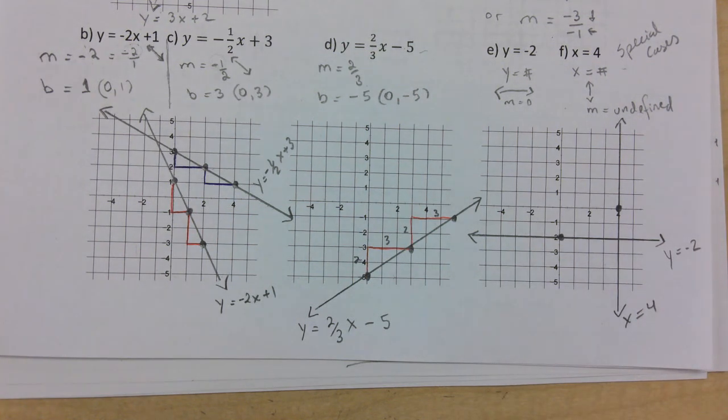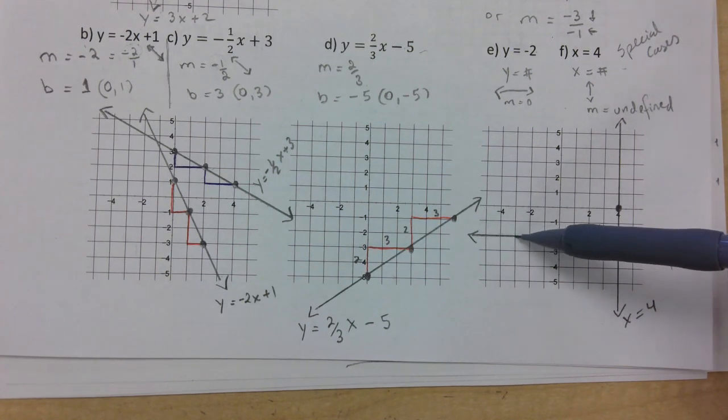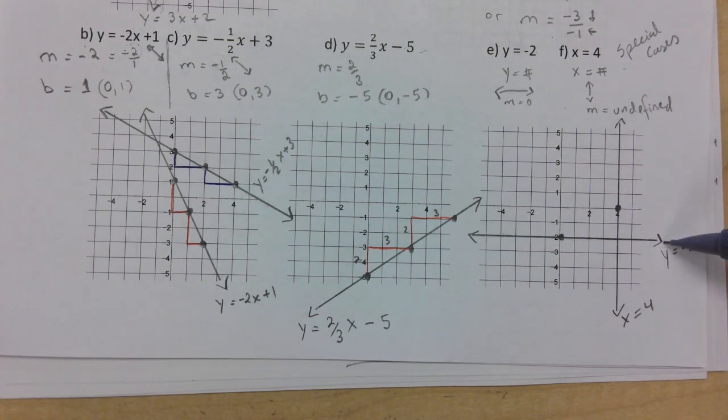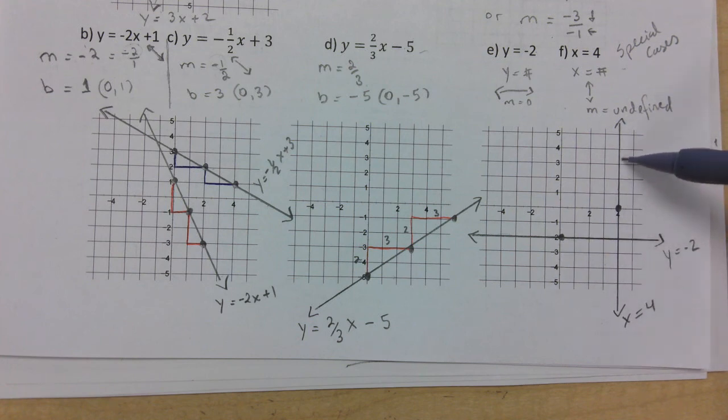There you go. You have two slopes here. This one isn't rising at all. That's why slope is equal to 0. This one doesn't have a run. And so anything divided by 0 is always undefined, right? So there you have your two special cases.